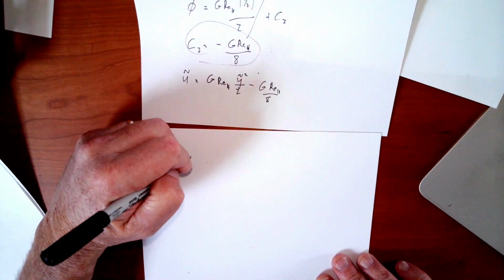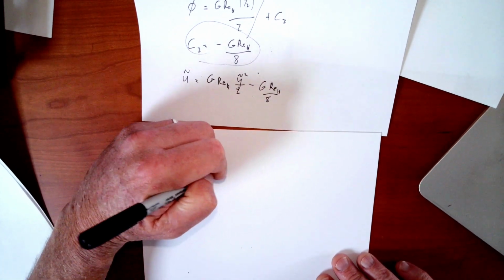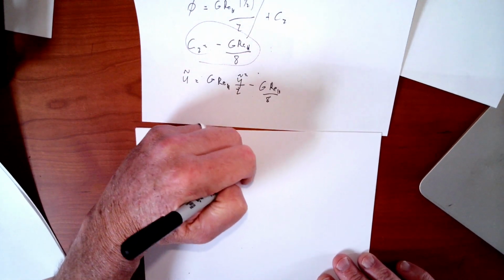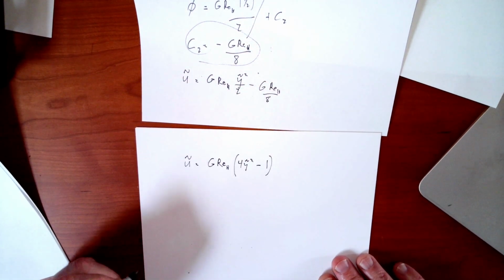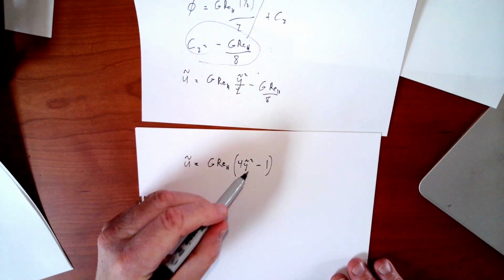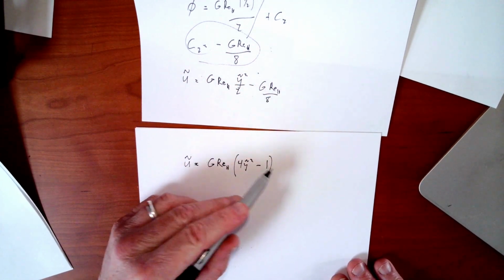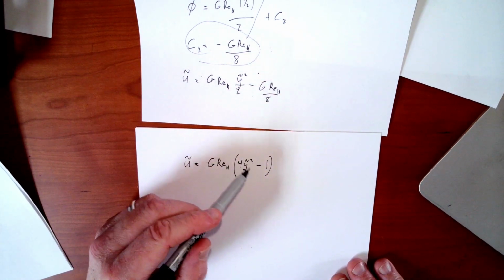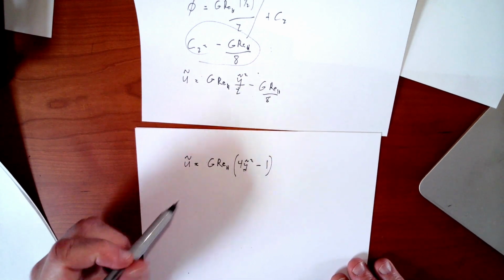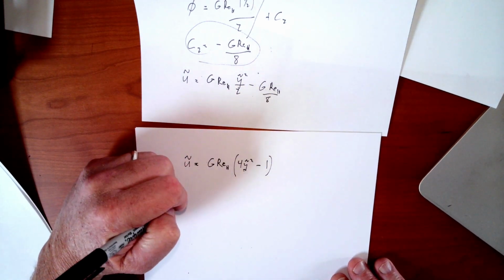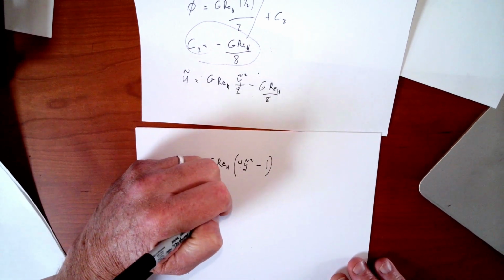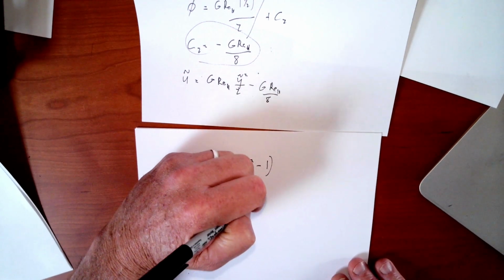Well, I can definitely improve on the looks of that. So my u tilde is going to be g Re_h, which appears in both terms, and then it's going to be 4y tilde squared minus 1. In fact, that will be negative in the entire domain. It will be 0 or negative because y tilde only goes up to h over 2. It only goes to 1/2. So 1/2 squared times 4 gives you 0, as it should at the boundaries. But I would like to make it look a little more obvious what's happening here. So I'm going to write it as g Re_h times 1 minus 4y tilde squared.